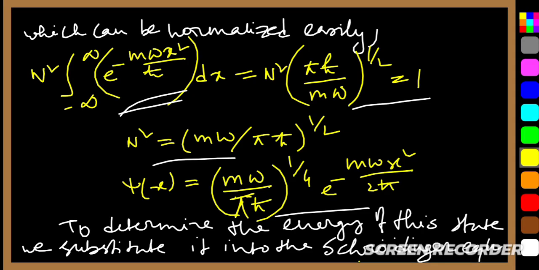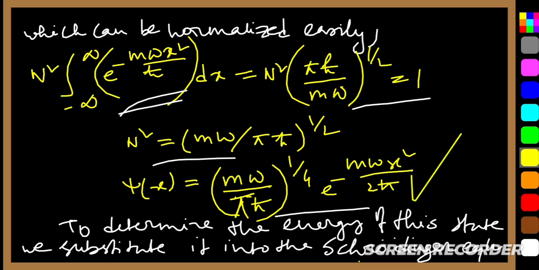So that should be normalized, that is N squared times the integral from minus infinity to infinity of e to the minus mω x squared/ħ dx, that is N squared times root of πħ/mω, which equals 1. So N squared equals (mω/πħ) to the power half, and ψ(x) equals (mω/πħ) to the power one-fourth e to the power minus mω x squared/2ħ.